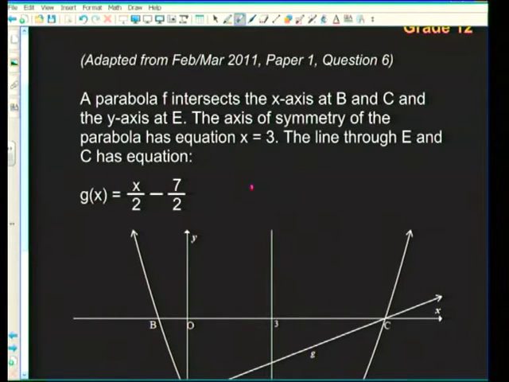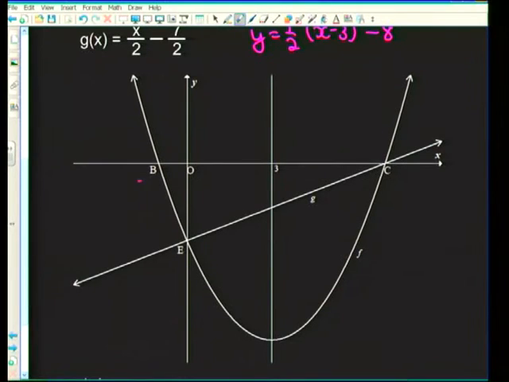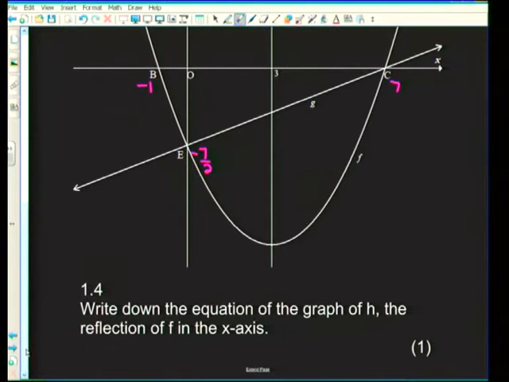Right, now we do have the equation of the parabola. I just want to write it in here so we can refer back to it. Okay, and we do have these points, just in case we need them. I don't know if we do. Let's see what the question says. The question says, write down the equation of the graph of H. Now, H is not on our drawing. The reflection of F in the x-axis.